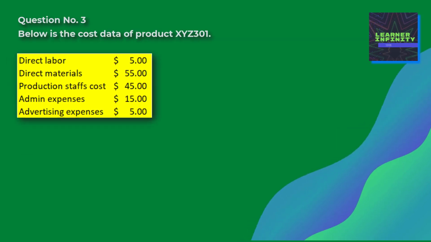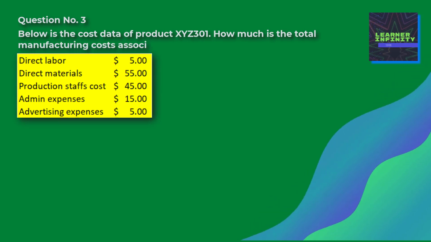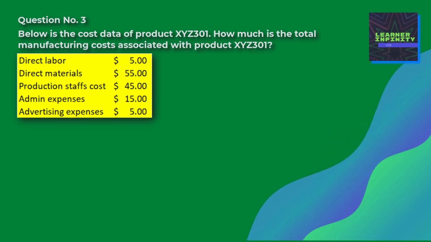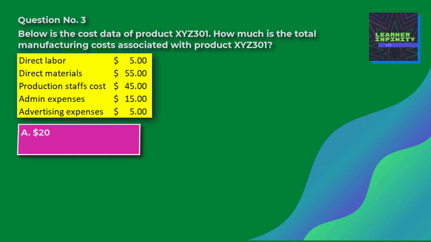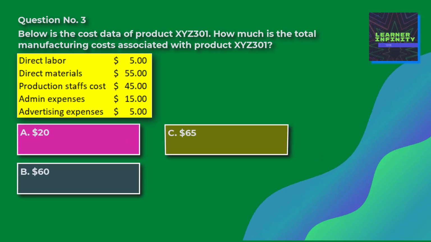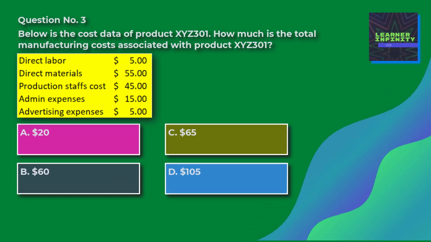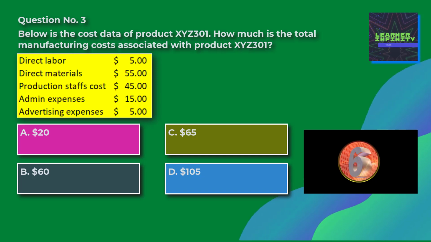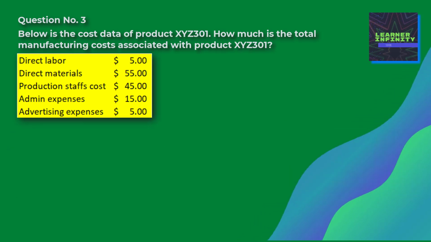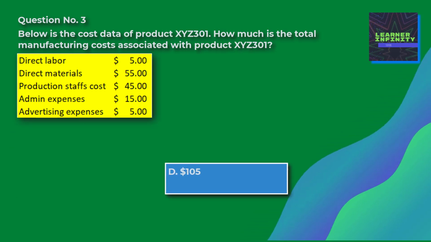Here's the next question. Choices are A, B, C, D. Timer starts now. Time's up. The correct answer is D.